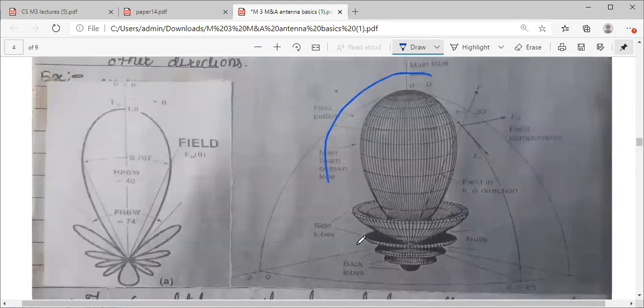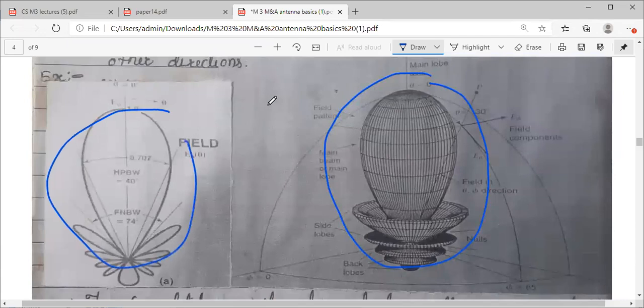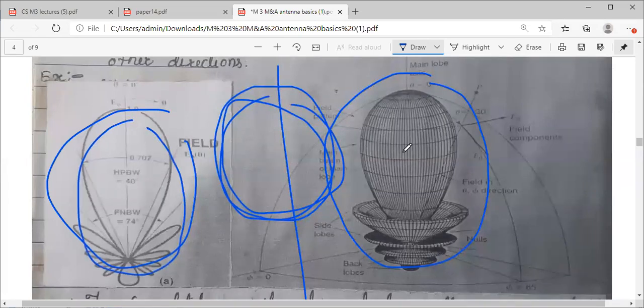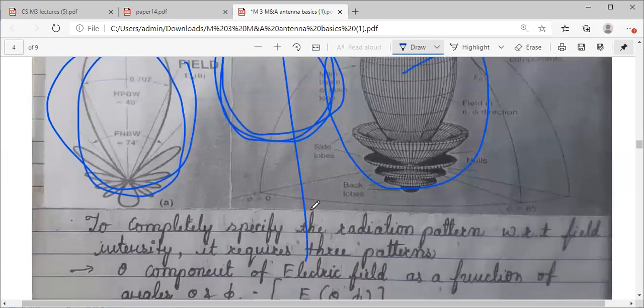This is one example pattern shown. This is the cross section. If you just cut it into half, if this is your circle, imagine you have a watermelon. If you cut it exactly at the center, the front view, you can see it here. This is your three-dimensional view.